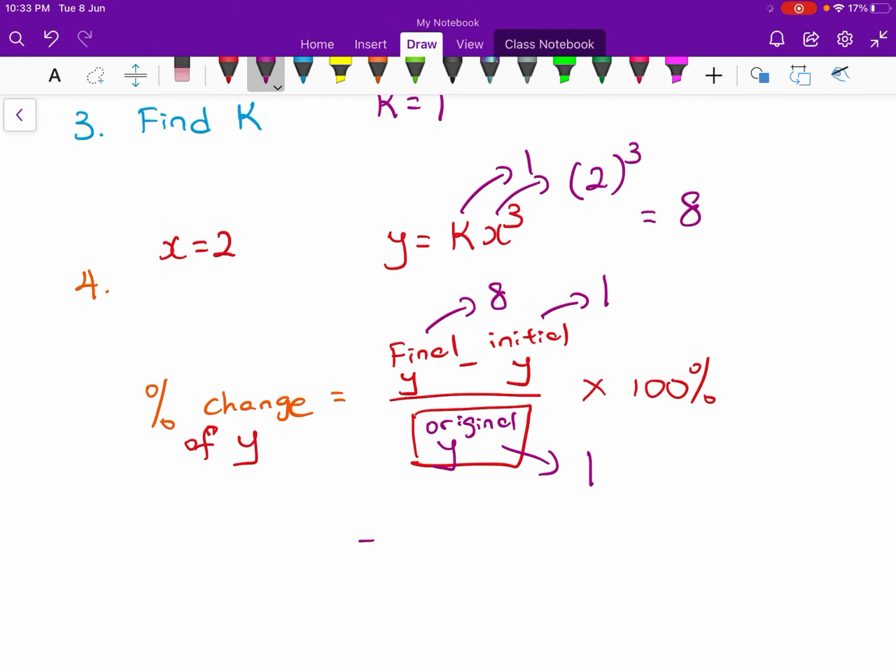So if you calculate correctly, 8 minus 1 is 7. 7 over 1 multiplied by 100%. So it's a percentage increase of 700%. Okay, so this is how you do this type of question.